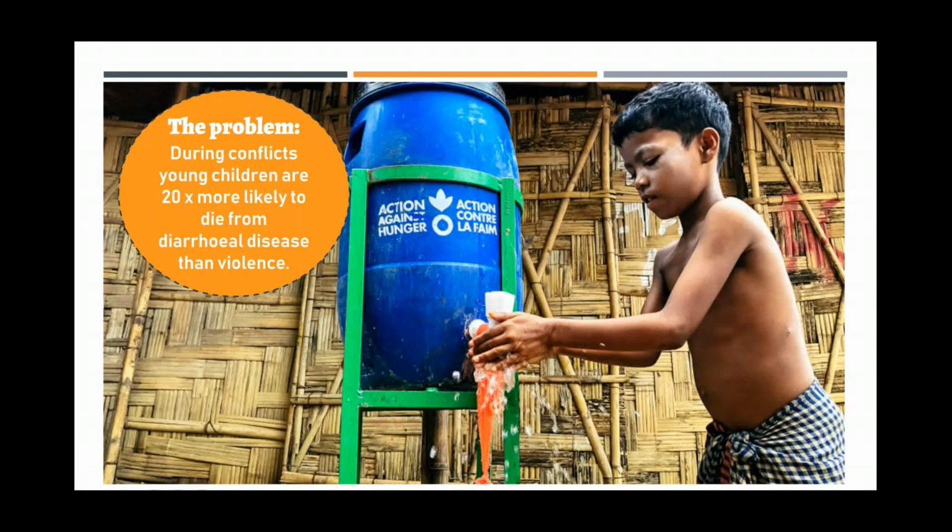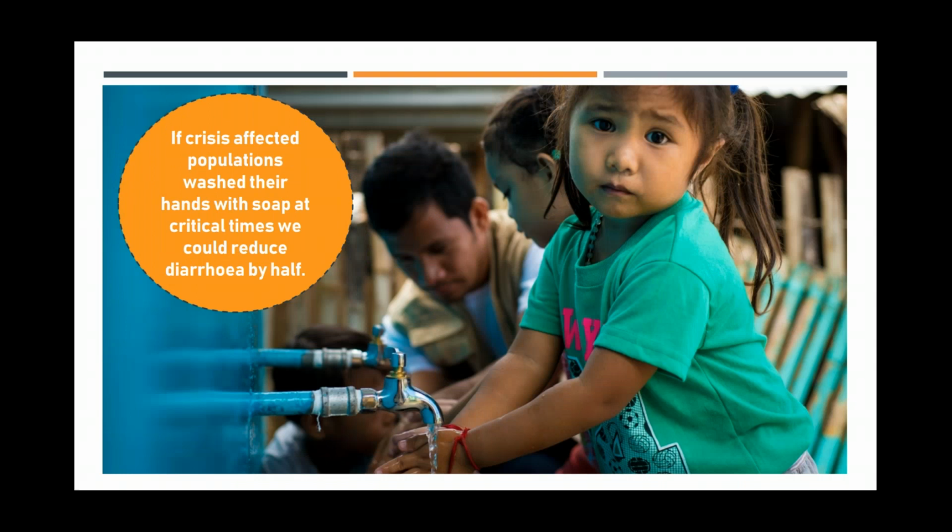So the problem is probably one that you're very familiar with as WASH practitioners working in crises around the world. The reality is that in the acute phase of a crisis, diarrheal diseases cause about 40% of all mortality. This disproportionately affects children who, in conflict-affected settings, for example, are 20 times more likely to die from diarrhea than from violence itself. As a WASH practitioner, you probably already know that hand washing is our strongest defense against diarrhea. In fact, if we could get everyone to wash their hands with soap, we could reduce diarrhea by half.